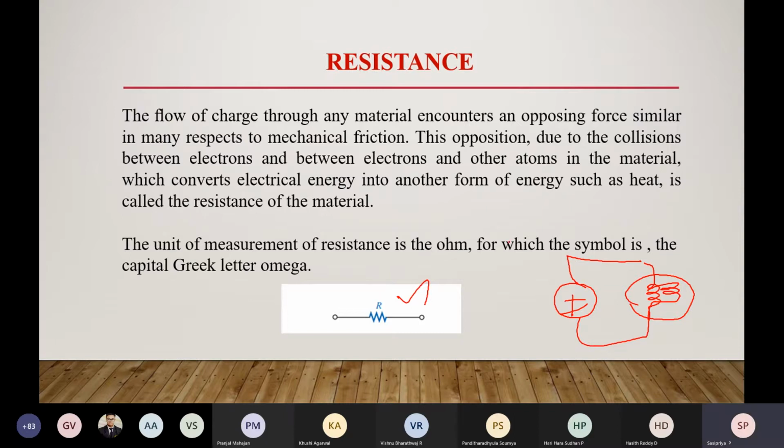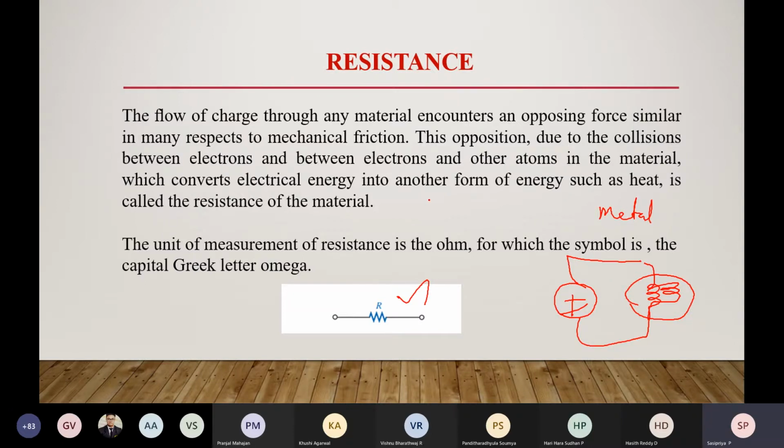Now the amount of opposition is nothing but the resistance. The higher the opposition, the higher the resistance and the lower the current flow. Depending on the material, for example metal or aluminum, which fall under the category of conductors, they have very good conductivity and more free electrons. So the resistance offered by these elements is very minimal.